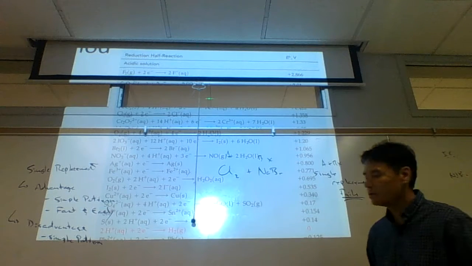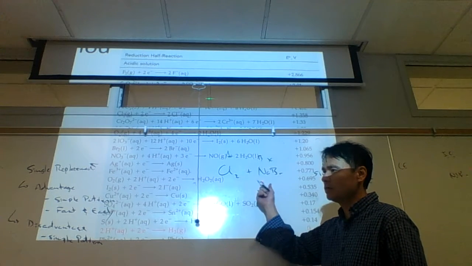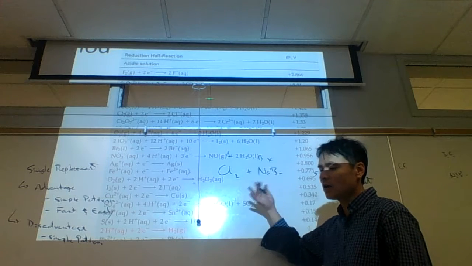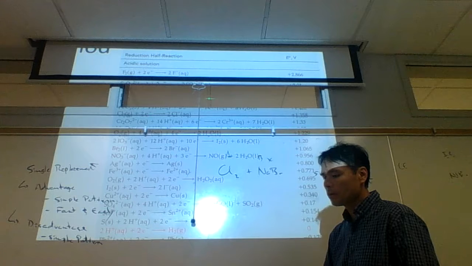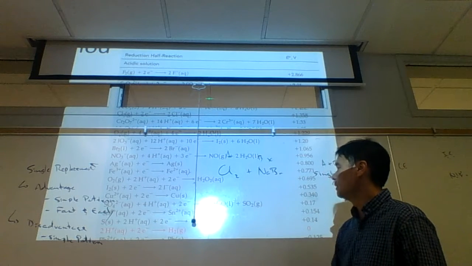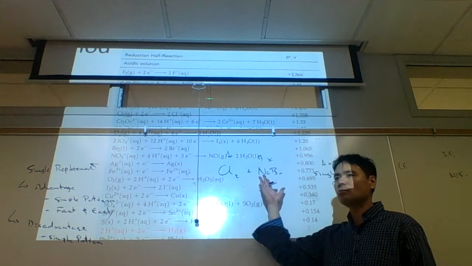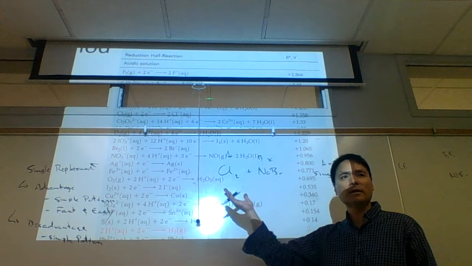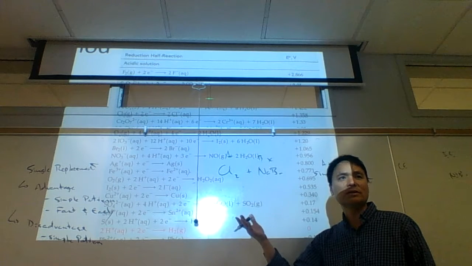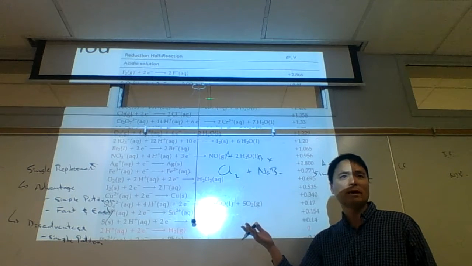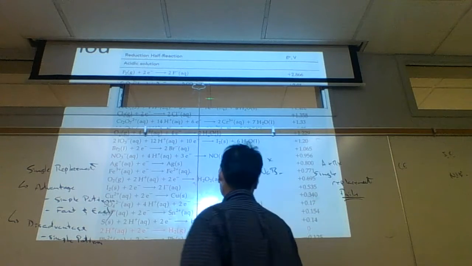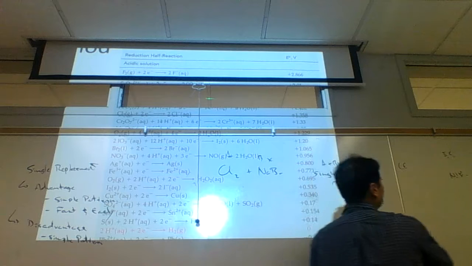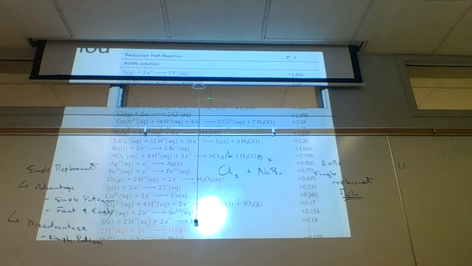If we know there's going to be an exception because things aren't going to fit their assigned roles, then we use the chart method. But if we know everything fits their assigned roles, then we use the single replacement method, because single replacement's faster and easier than the chart method. So we just look: will things fit their roles? Let's take a look at the major fails for the single replacement.